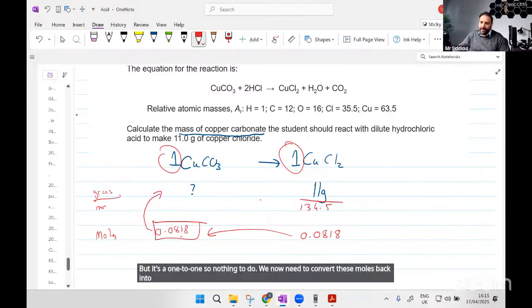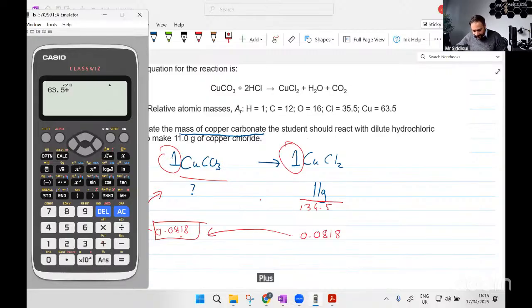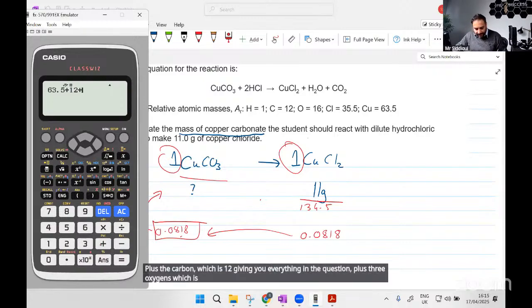How do you convert moles back to grams? You multiply by the MR, this time of copper carbonate. So let's do that. Copper is 63.5 plus the carbon, which is 12, giving you everything in the question, plus 3 oxygens, which is 3 times 16. Cheers, 123.5.